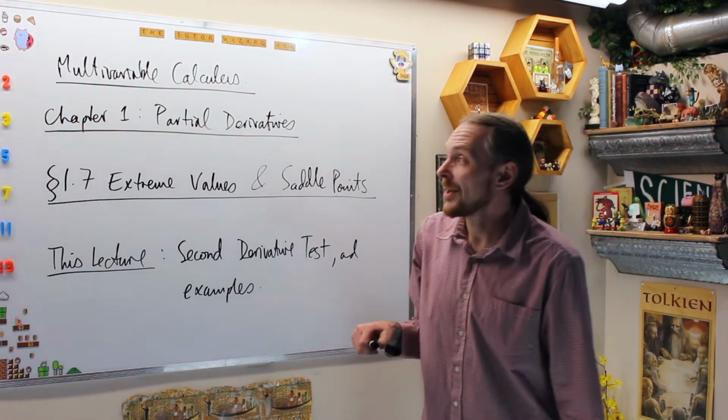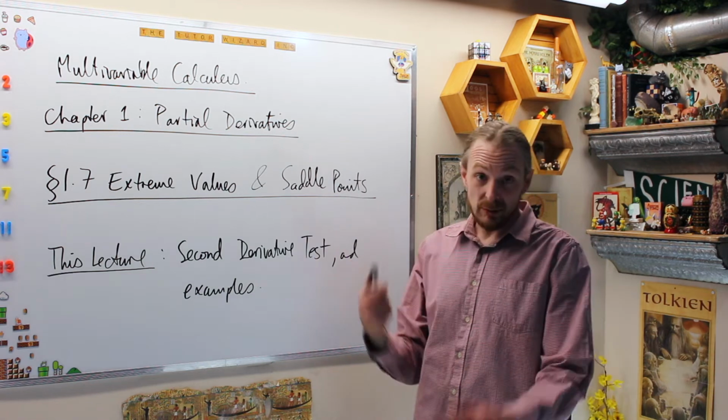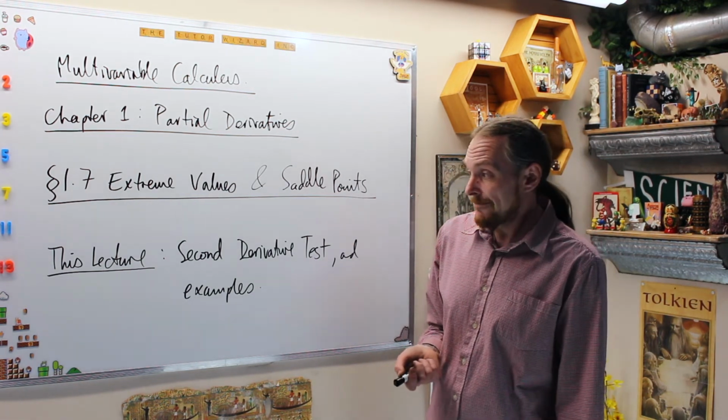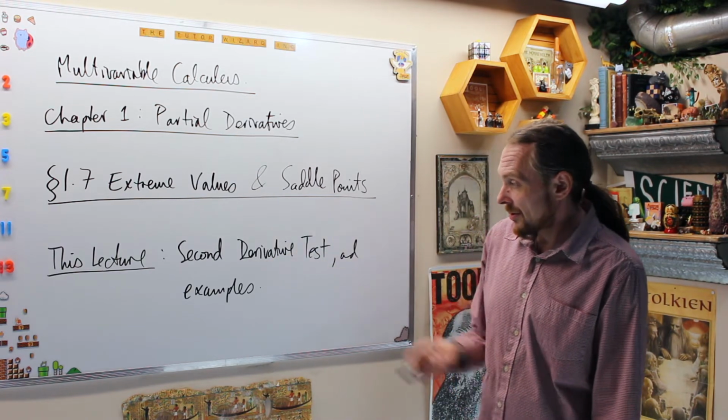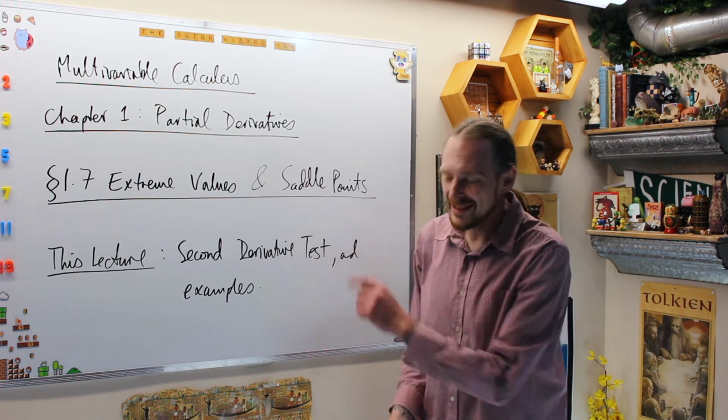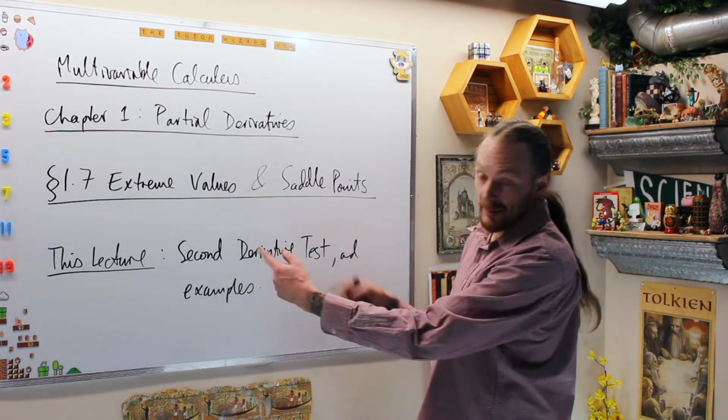Today we're doing multivariable calculus. We're in Chapter 1, partial derivatives. We have extreme values and saddle points, section 1.7. And in this lecture we're going to do the second derivative test and some examples. And we're going to do some of the same examples as last time to match what we're basically doing.